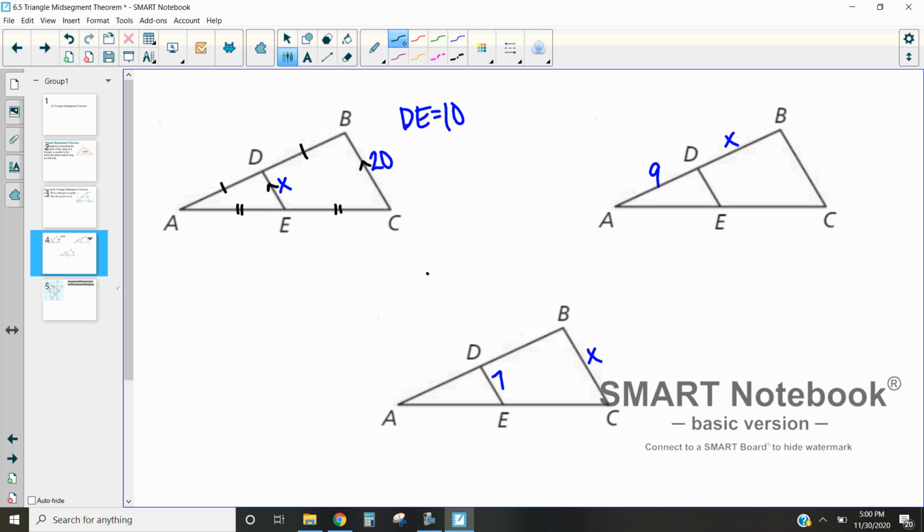Awesome. Okay, let's take a look at this next one. Remember, it's the midsegment, which means that these pieces on the edge have to be the same and these are parallel. So if this side is 9, that means that X or DB is also going to be 9. Now, lastly, in this other one, we know that DE is 7, and we want to figure out what BC is. Well, BC is going to be double that because of that relationship by the midsegment theorem, so we have 14. So that's how we can use that midsegment theorem to apply it.